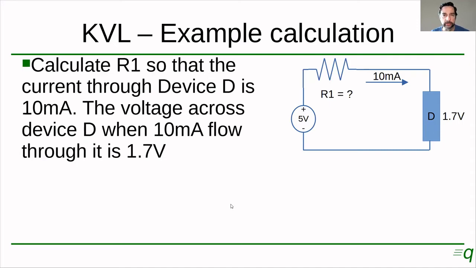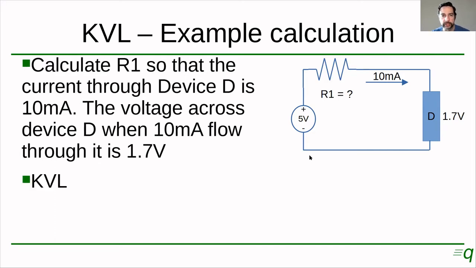Let's assume this problem. So we have the circuit, a 5-volt DC source, and then a resistor whose value we want to calculate. We don't know what it's going to be, but we want to have 10 milliamps flowing through this device D, and we know that this device D has a voltage drop of 1.7 volts when 10 milliamps flow through it. Okay, so how do we do this?